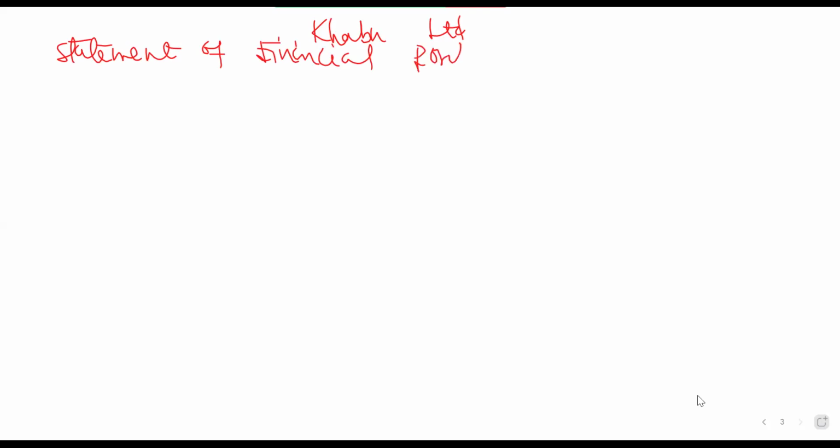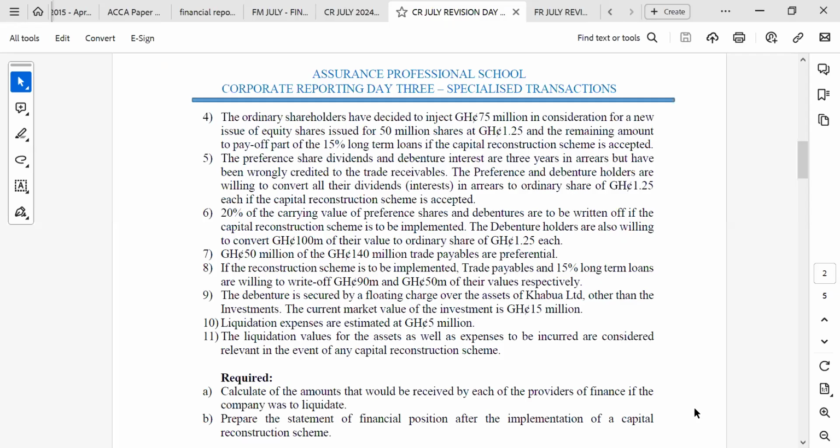Okay, so let's come to the name of the company. Statement of financial position. Please, with the distribution to the unsecured creditors, can you do the calculation as a working and transfer it to the distribution list? Within the 3 hours.